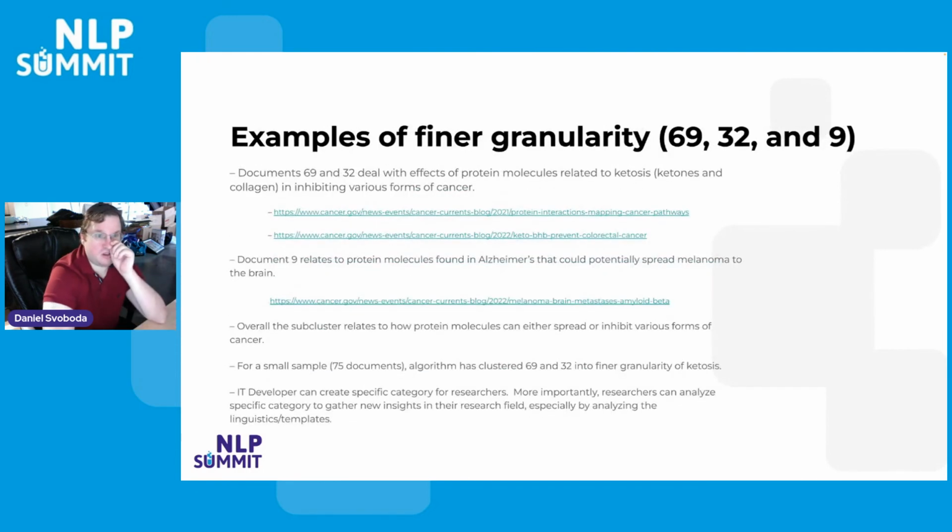So another one is document 69 and 32, which dealt with protein models of ketosis and inhibiting various forms of cancer. And this is dealing with the initial and secondary methods that were able to successfully prevent cancer. Documents 69 and 32 were basically divisions of a very fine cluster.